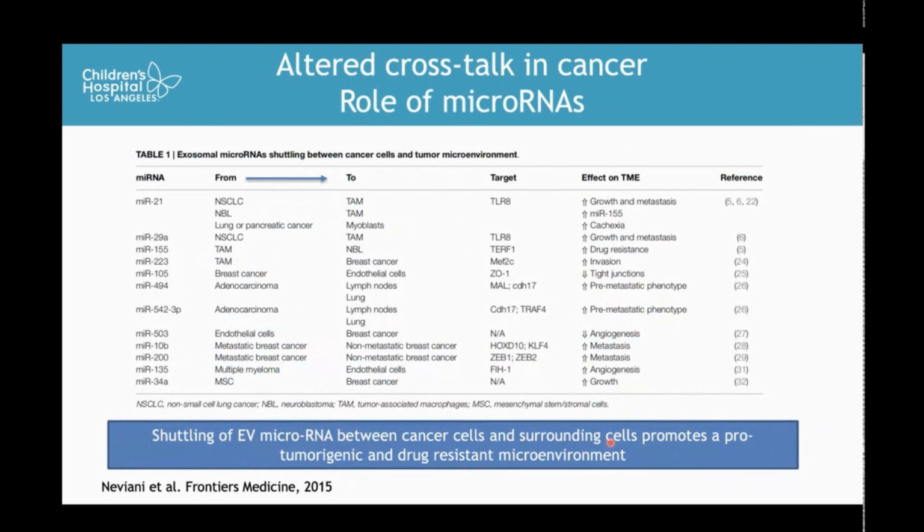So, for example, this is a list of some microRNAs that have been identified in the alteration of crosstalk between cancer cells and the tumor microenvironment. And we see several microRNAs that are shuttled between, for example, lung cancer cells, neuroblastoma cells, breast cancers, into the surroundings, like tumor-associated macrophages or endothelial cells, and this goes both ways. Just for here, the take-home message is really just that the shuttling of EV microRNA between cancer cells and surrounding cells promotes a pro-tumorigenic and drug-resistant microenvironment.